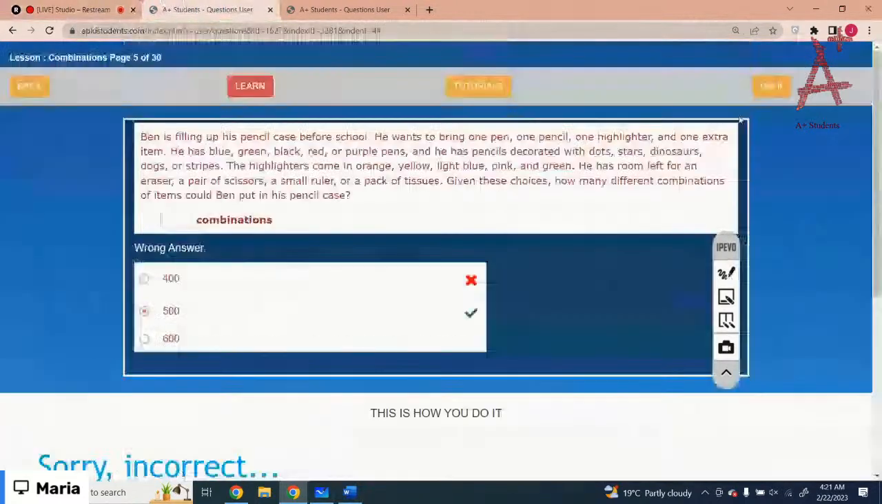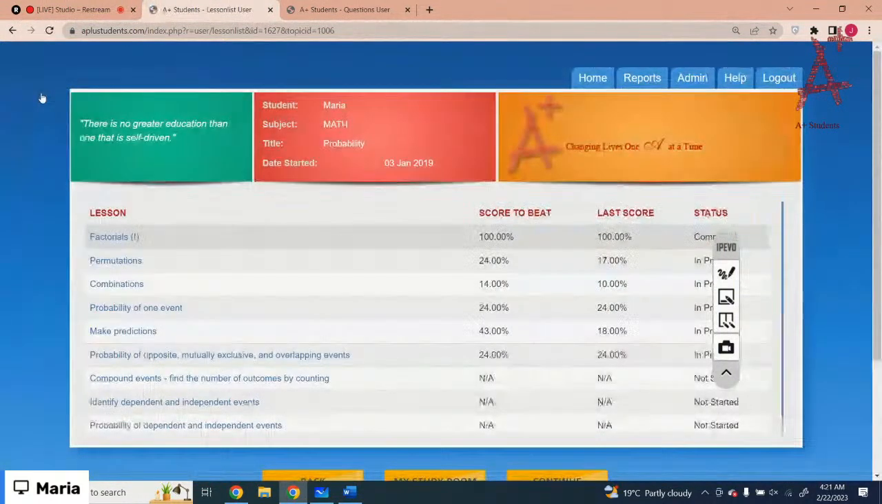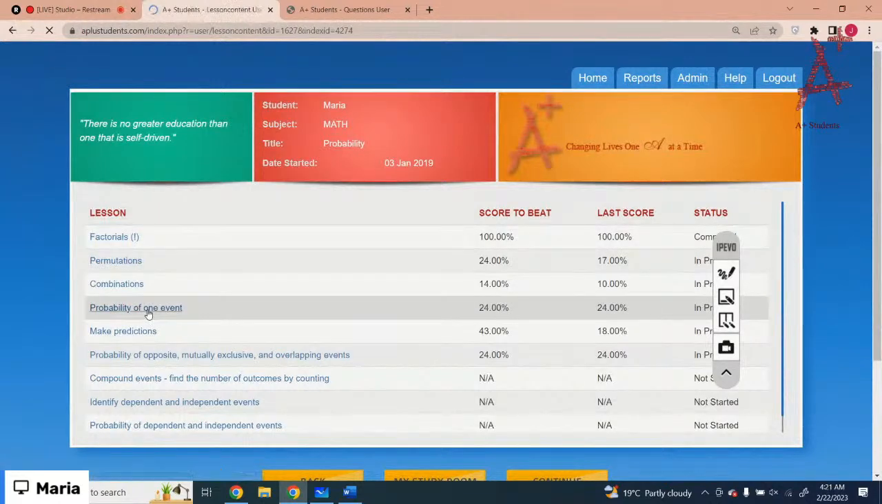Okay, complete the test by yourself later today. Let me just move on to the next lesson. And the next lesson is probability of one event. So let's just start with the next lesson. Probability of one event.